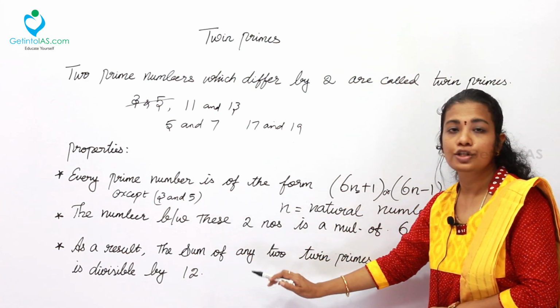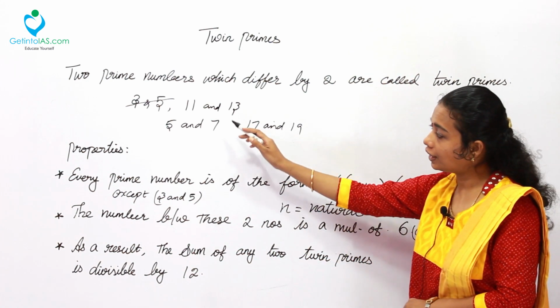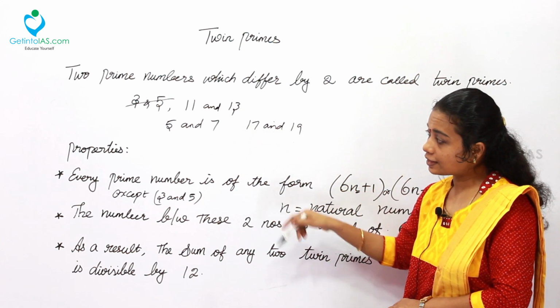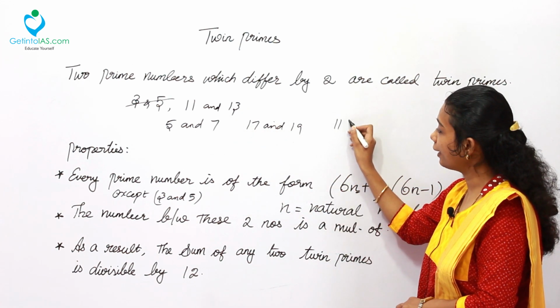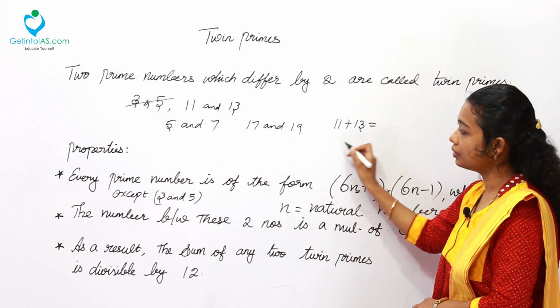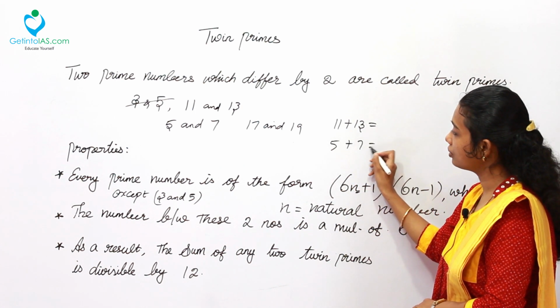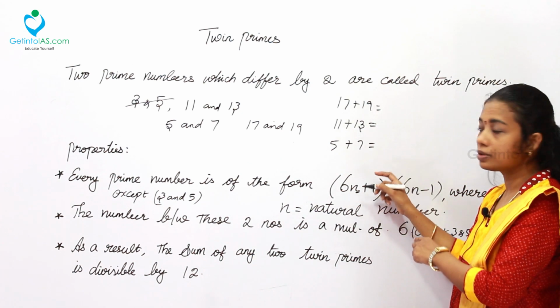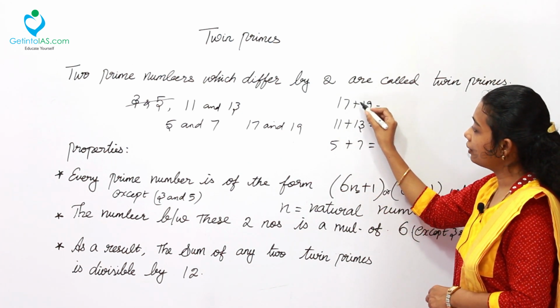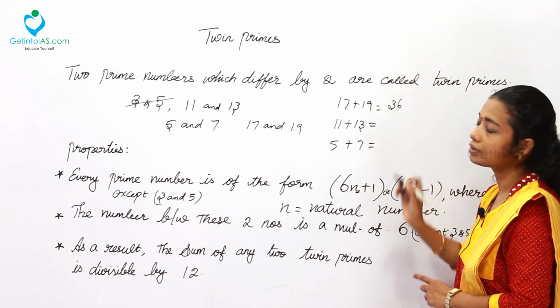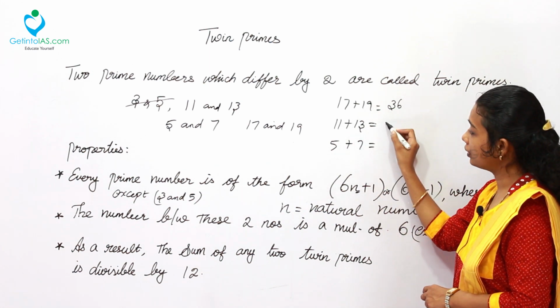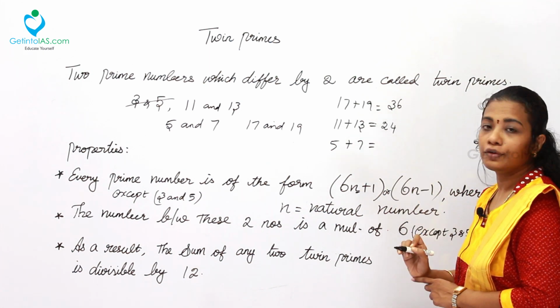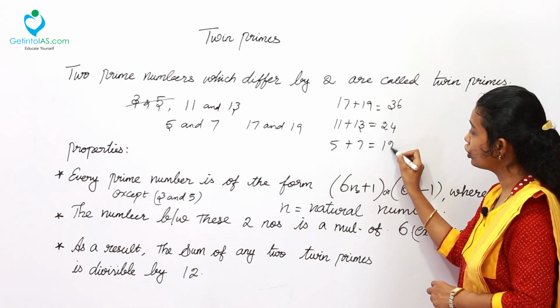Moving on to the third property: as a result, the sum of any two twin primes is divisible by 12. So let me take any twin primes, except 3 and 5: 11 plus 13, what is the result? 5 plus 7, what is the result? 17 plus 19, what is the result? Let's check. 17 plus 19 is 36 in total. Then 11 plus 13 is going to be 24. Then 5 plus 7 is 12.